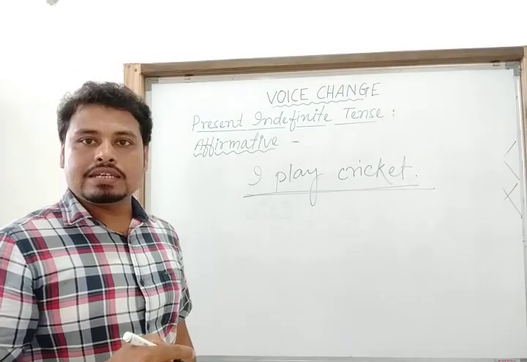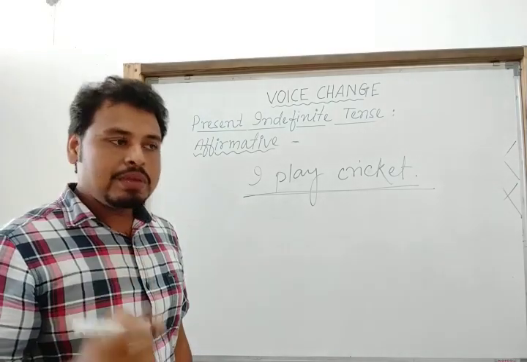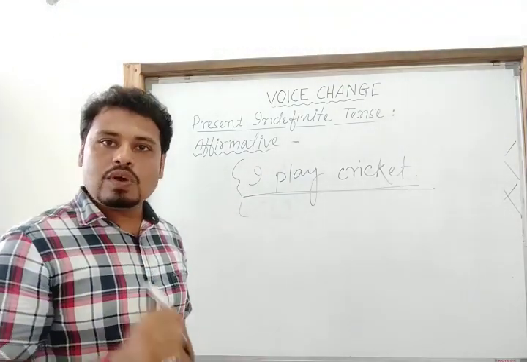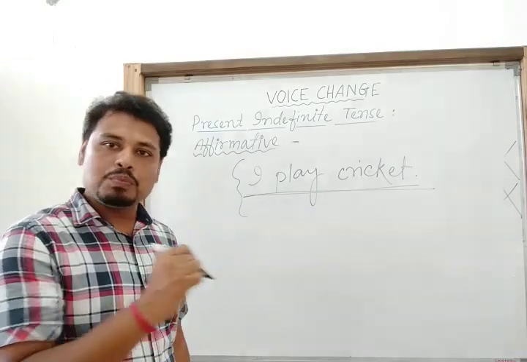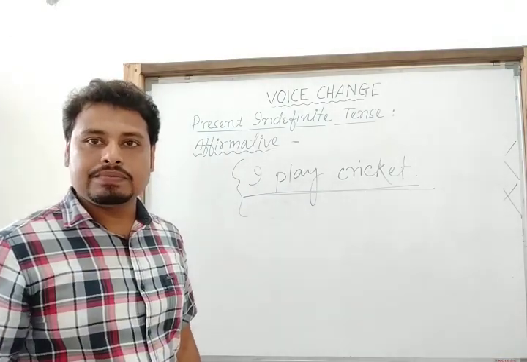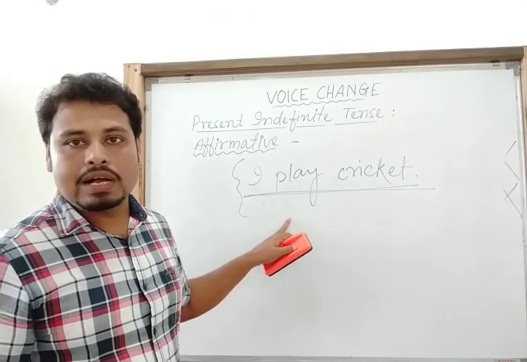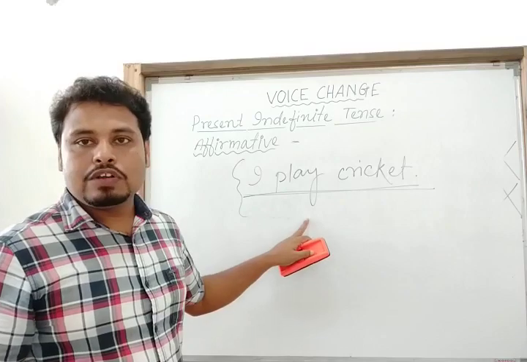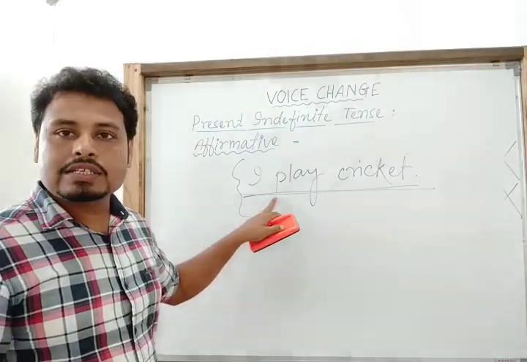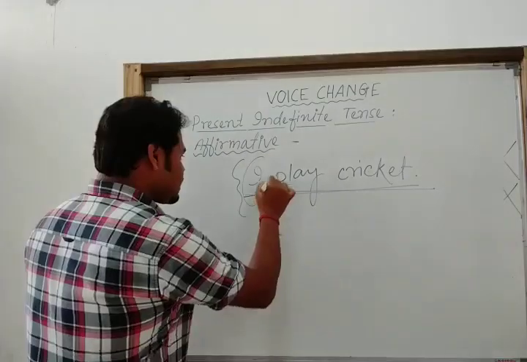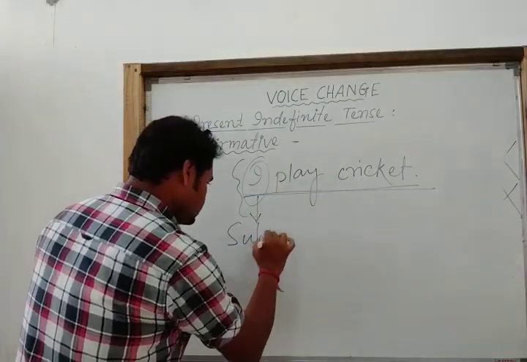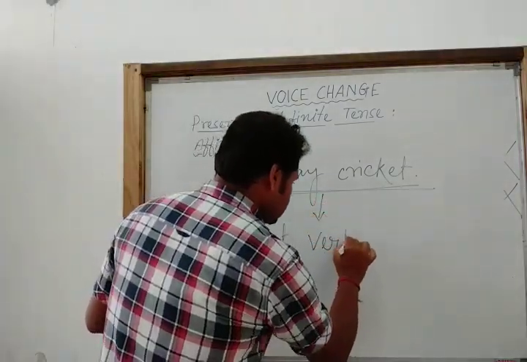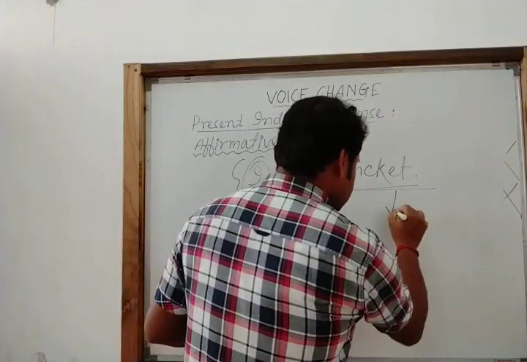Before changing it, we must know the structure of this particular sentence, because once we know the structure of the sentence in both active as well as passive, things would be pretty clear to us and we can very easily change the active into passive. So what is the structure of this sentence? In I play cricket, I is the subject, play is the verb, and cricket is the object.